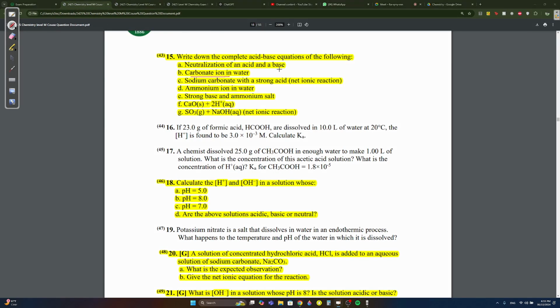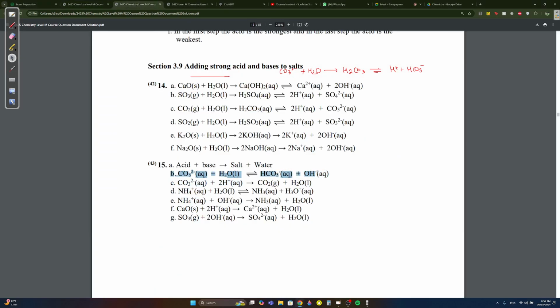Memorize these all, okay? Carbonate ion, when you put it in water, it becomes H2CO3. And since it's in water, it's going to dissociate to get H+ and HCO3-. This was in the book. Okay, so here it is. Just memorize it.